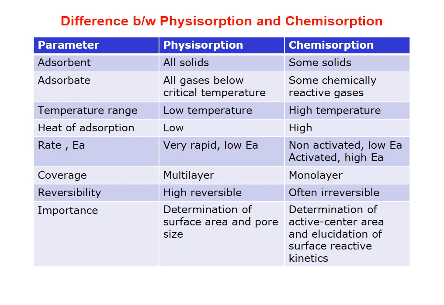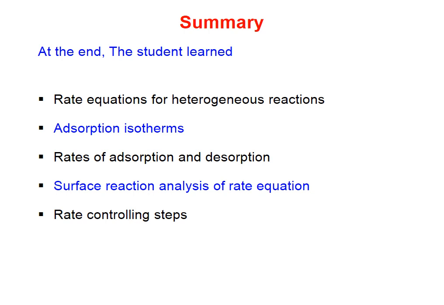The major important parameters we have to see are, for physisorption, the surface area and the pore size of the catalyst, whereas for chemisorption we see the active center area and the surface reaction kinetics. With this we can conclude that heterogeneous reactions are faster compared to homogeneous reactions. So we have discussed here the rate equation of heterogeneous reactions and adsorption theories. Thank you.